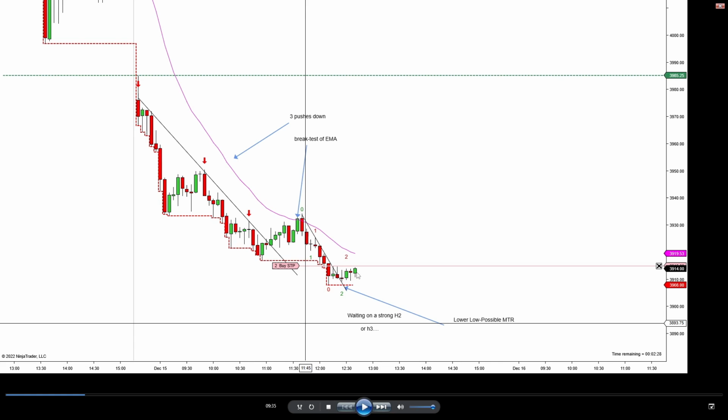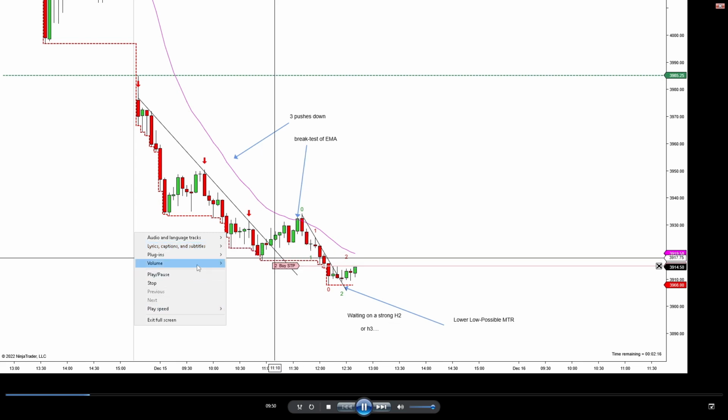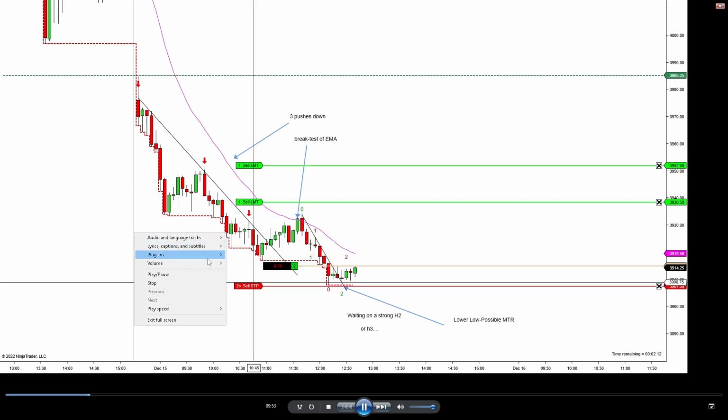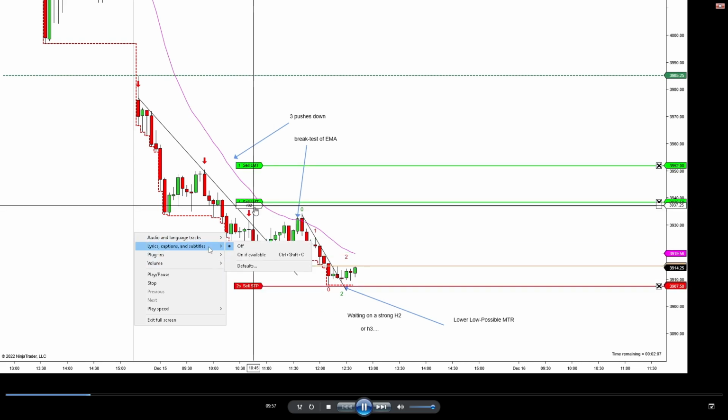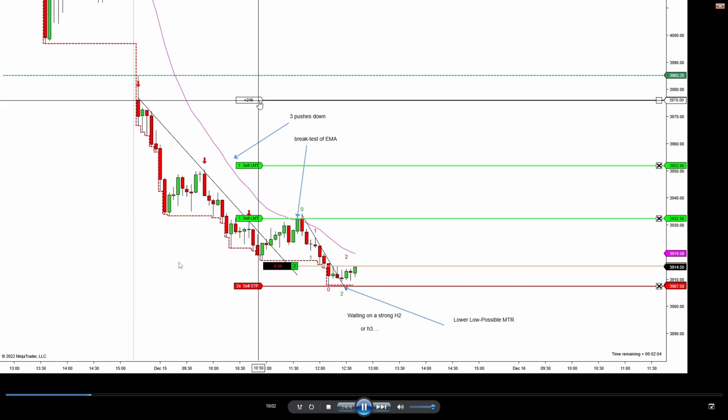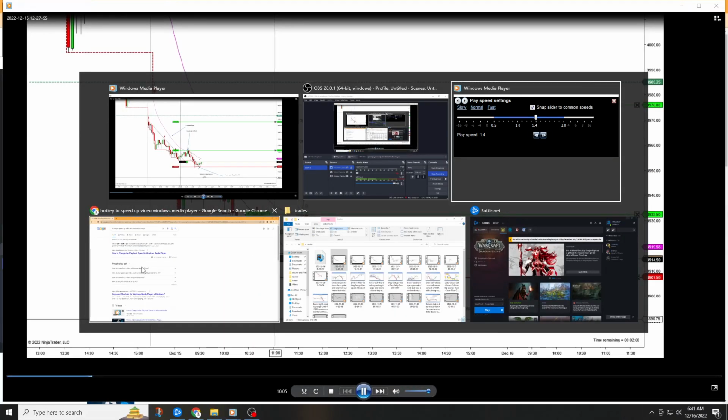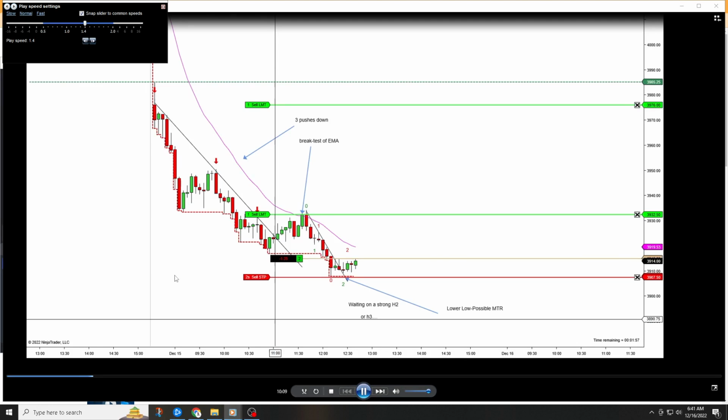So this bar closed well, and my thought was, okay, if this bar closes well, it's worth the risk. The risk reward is great, the probability is low. So here we go. I'm going to get in this trade, and I haven't really played with the play speed settings. Thought I had it up. There it is. Okay, so I'm in this trade. I'm going to speed it up just a little bit.